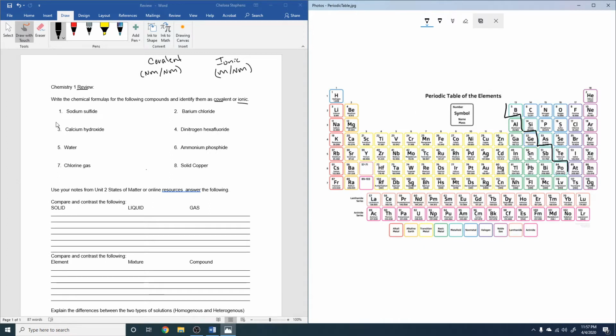So let's go do a few of these. So if we have sodium and sulfide, sodium here, sulfide here. Sulfide is just the ionic form of sulfur. Okay, so we have a metal and a nonmetal, so it's ionic.